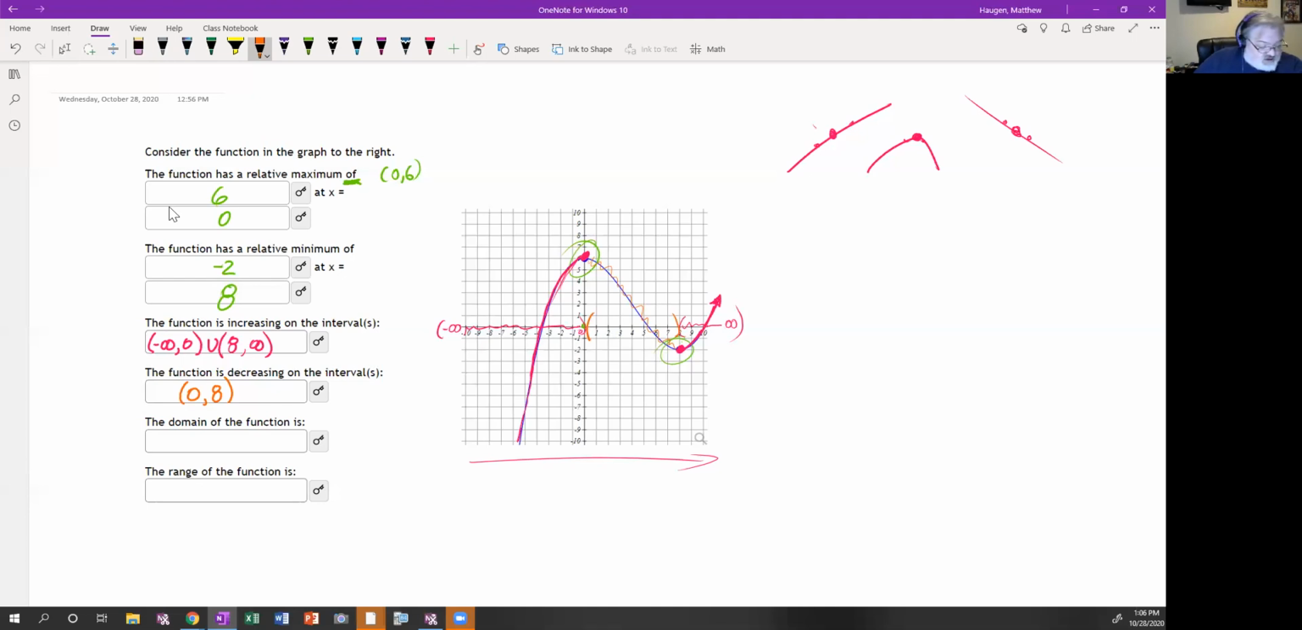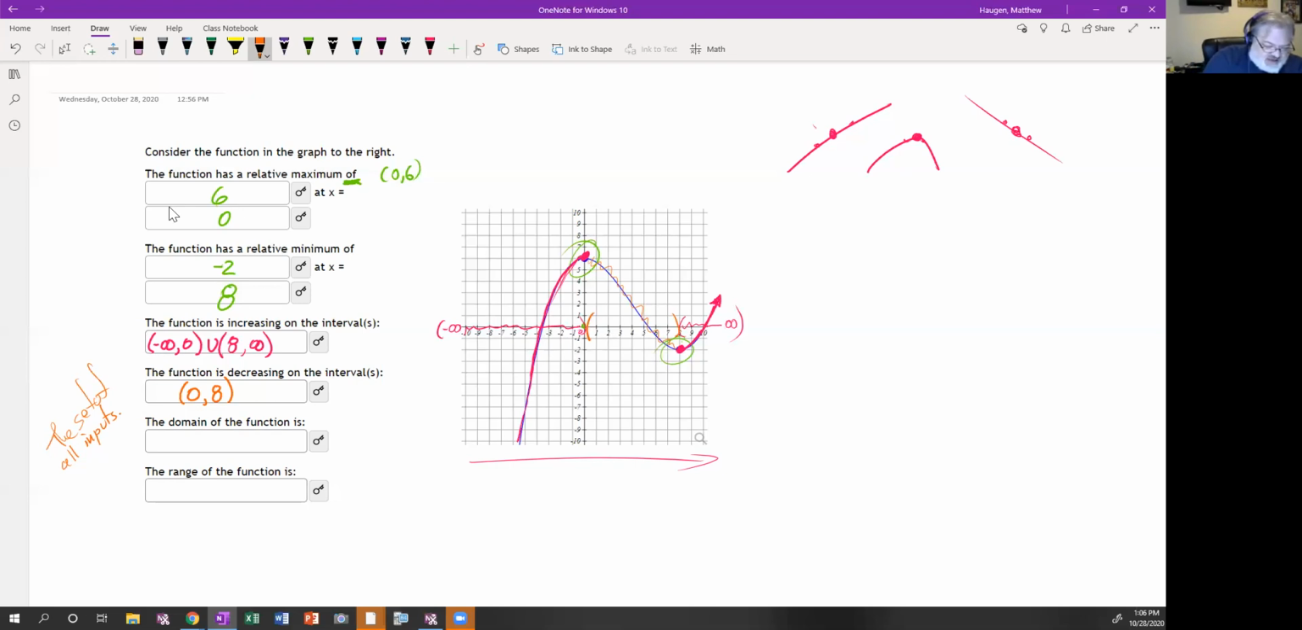And then the domain of the function, domain and range. Remember, domain is the set of all, lots of different words we could put there. Set of all first coordinates is formal. Set of all inputs is good. Set of all x's is okay. These aren't labeled x and y, but x is kind of our default. But the set of all inputs for this function.